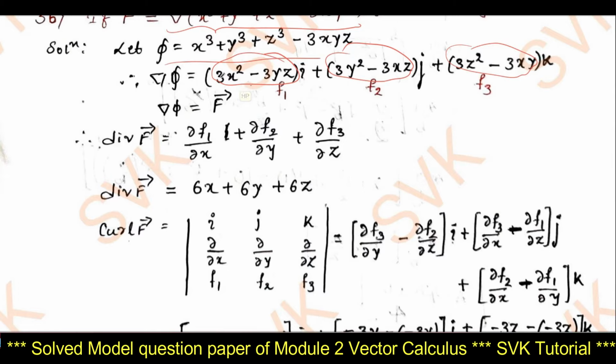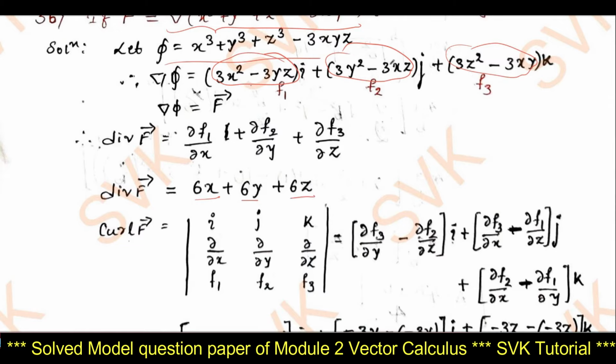So I find 3x square here. The derivative of 3x square: 3 into the derivative of x square, which is 2x, so 3 into 2 is 6x. That is what I have written. Minus the derivative of a constant is 0. Similarly, the derivative of 3y square with respect to y, since I need to find f2 with respect to y, is 6y. Similarly, the derivative of 3z square is 6z. I think you got it.